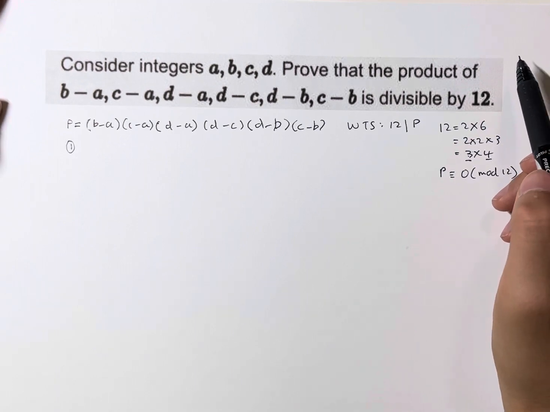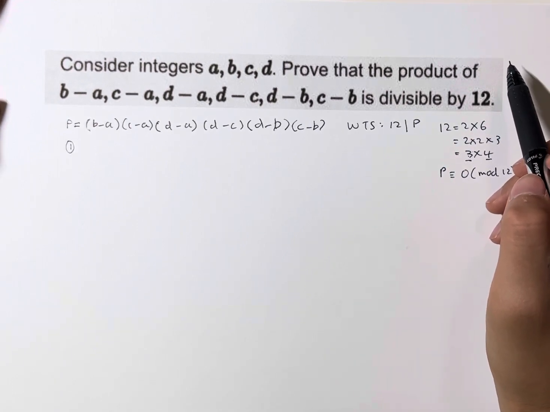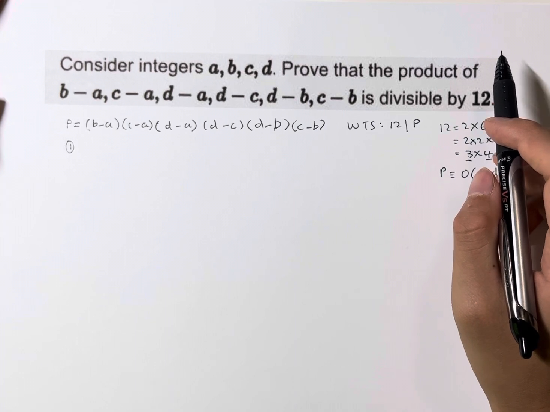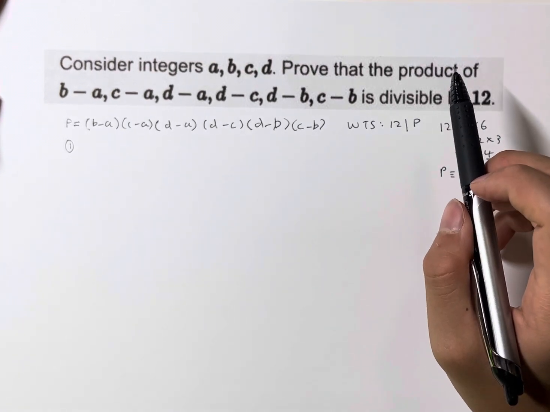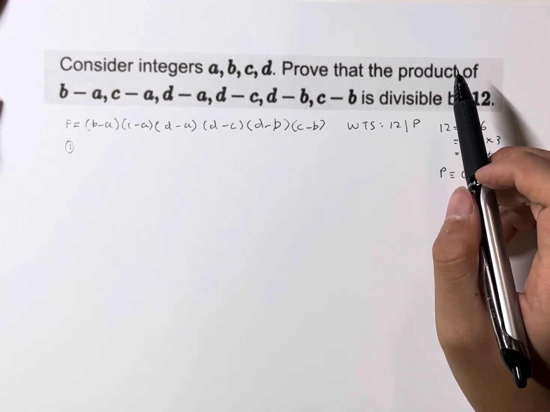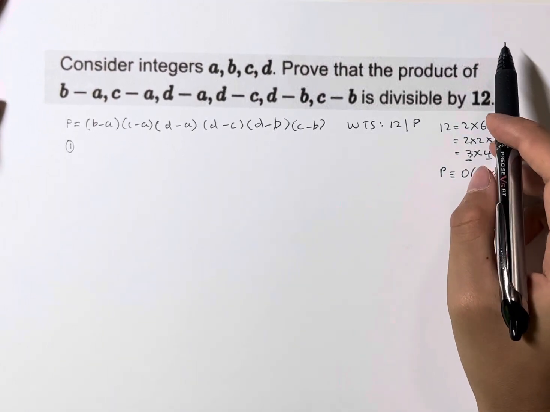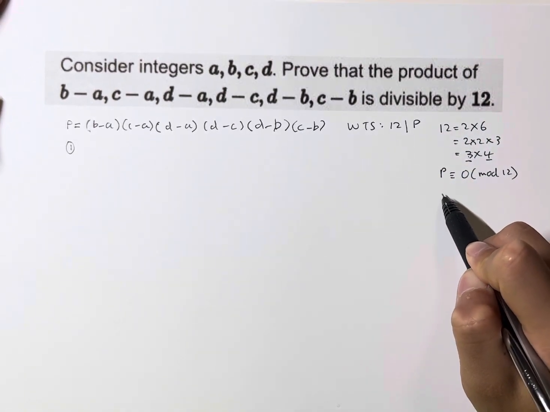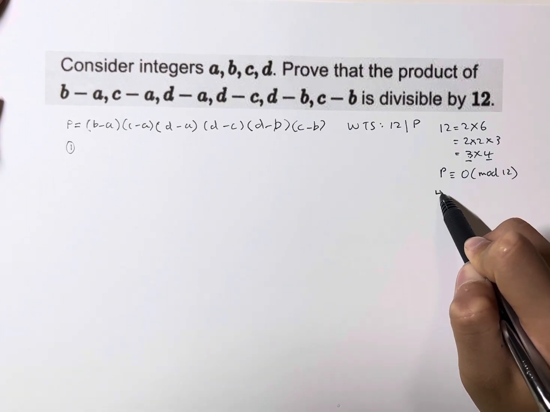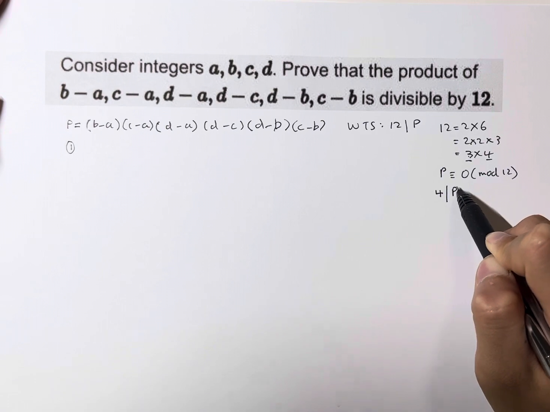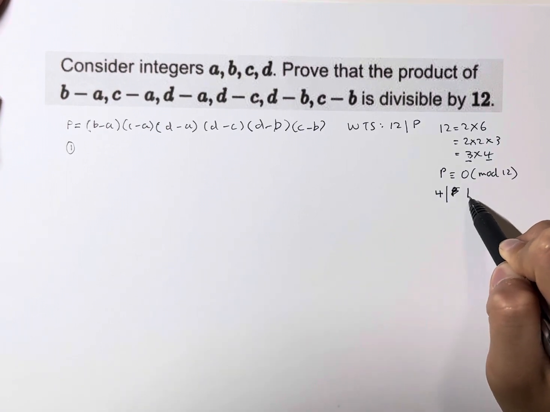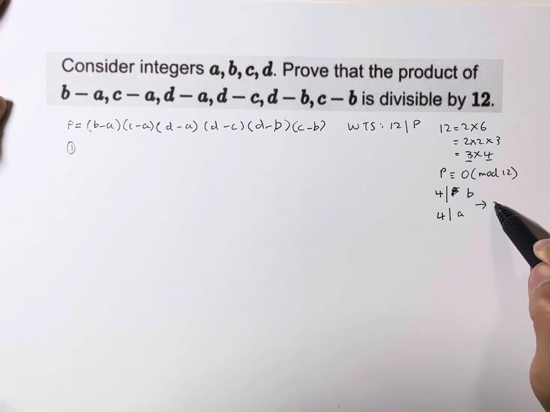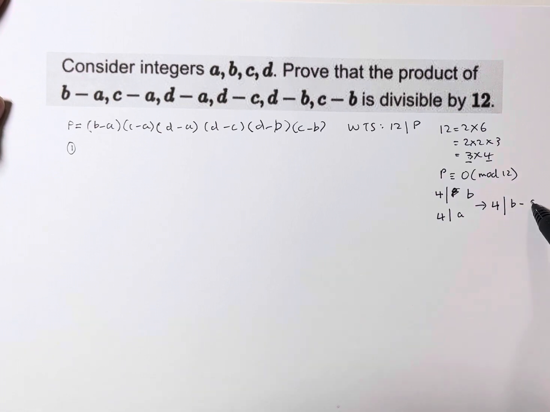So now we want to check which of b minus a, c minus a, d minus a, d minus c, d minus b, and c minus b is going to be divisible by 4. But note that it's hard to tackle the differences, so we can tackle the integers a, b, c, and d separately, and then find the difference. Say if 4 is a factor of b and 4 is a factor of a, then 4 is a factor of b minus a.